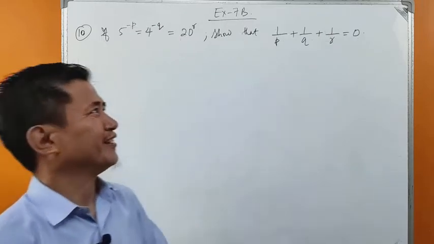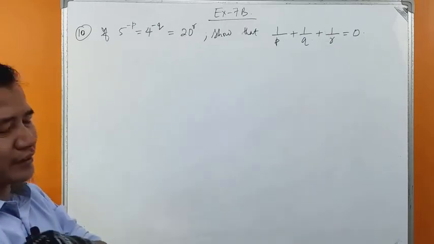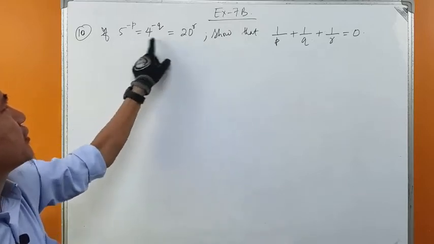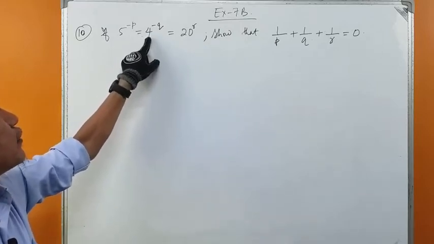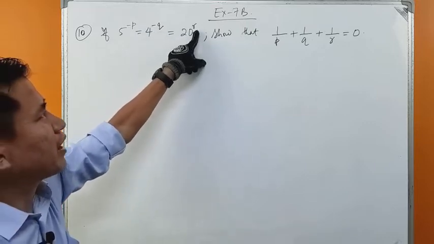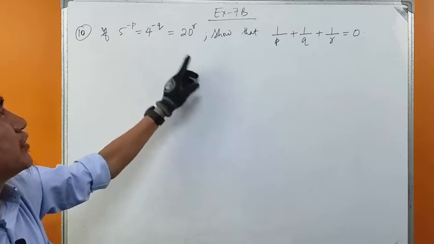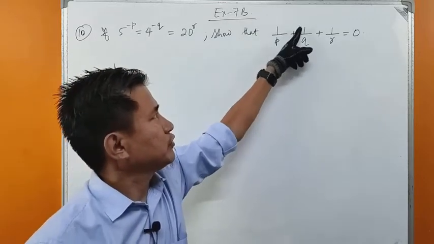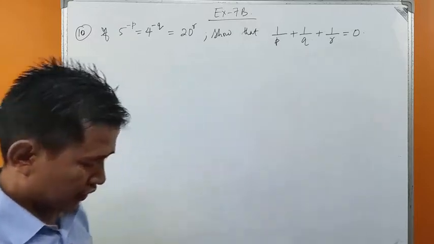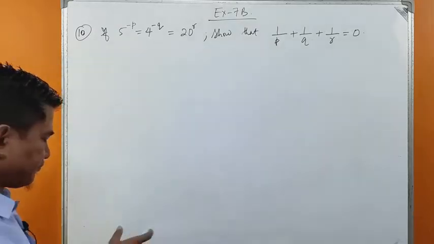Okay, so let's begin. This is question number 10 from exercise 7b and this is the given condition to us: 5 to the power minus p equals 4 to the power minus q equals 20 to the power r. We are asked to prove 1 upon p plus 1 upon q plus 1 upon r equals 0. Okay, so let's do this.